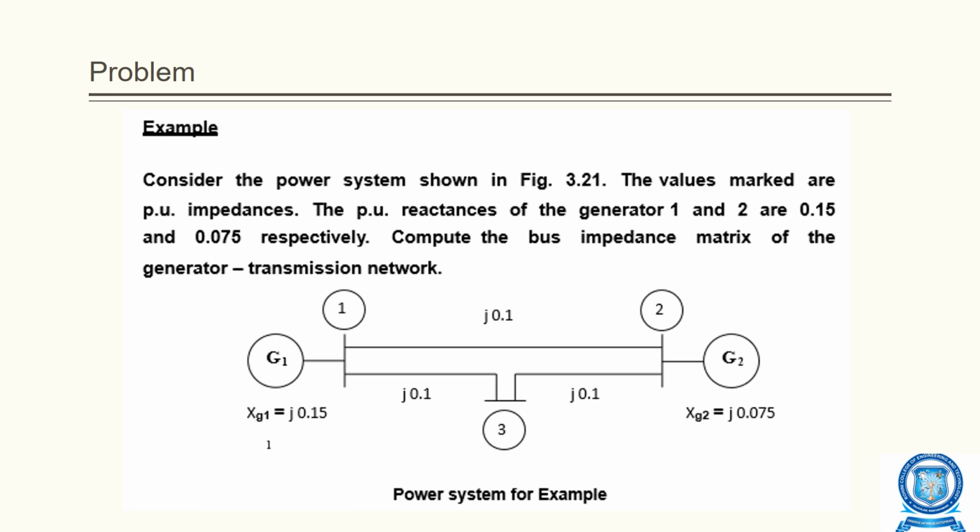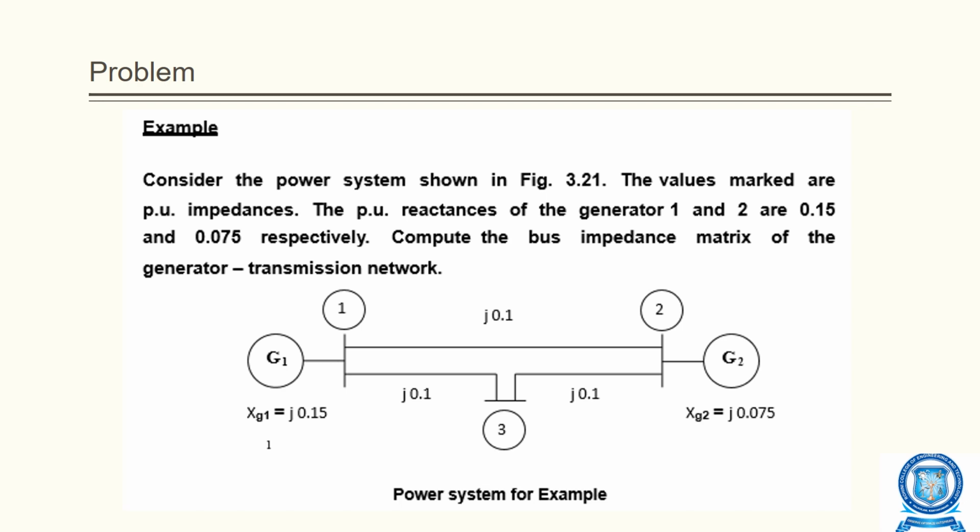For example, let us consider this problem. Consider a power system shown in the figure. The values marked are per unit impedances. The per unit reactances of generators 1 and 2 are 0.15 and 0.075 respectively. Compute the bus impedance matrix of the generator transmission network. So here the system is given.